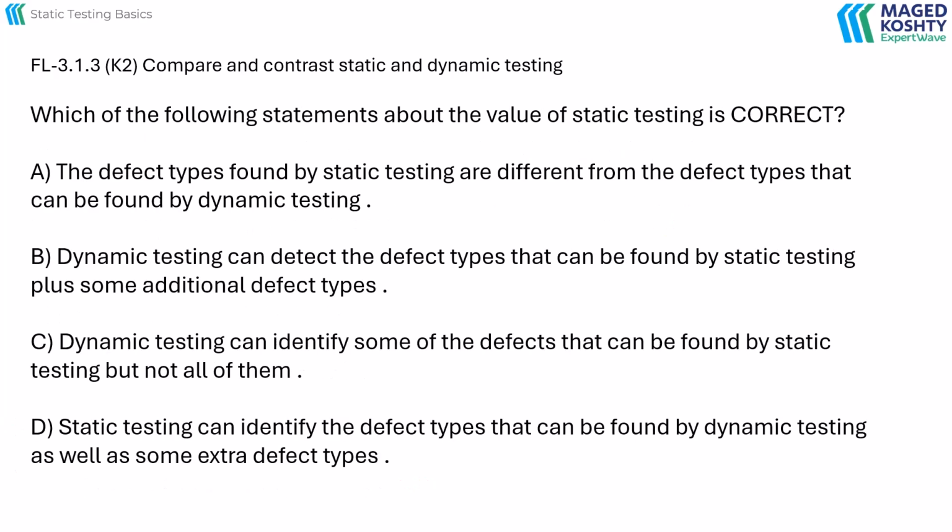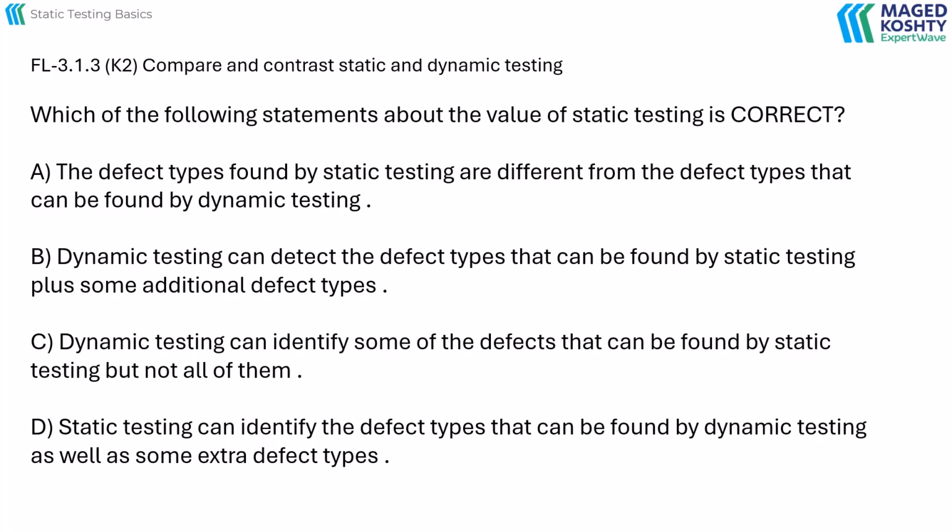The second question. Which of the following statements about the value of static testing is correct? This time, all the options are not benefits of static testing except the one we are looking for. A. The defect types found by static testing are different from the defect types that can be found by dynamic testing. B. Dynamic testing can detect the defect types that can be found by static testing, plus some additional defect types.